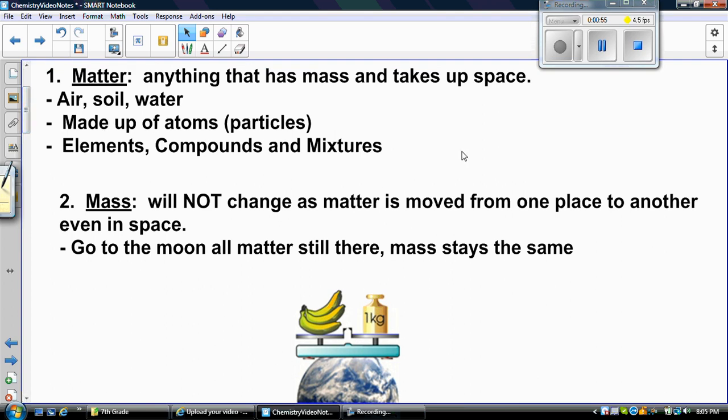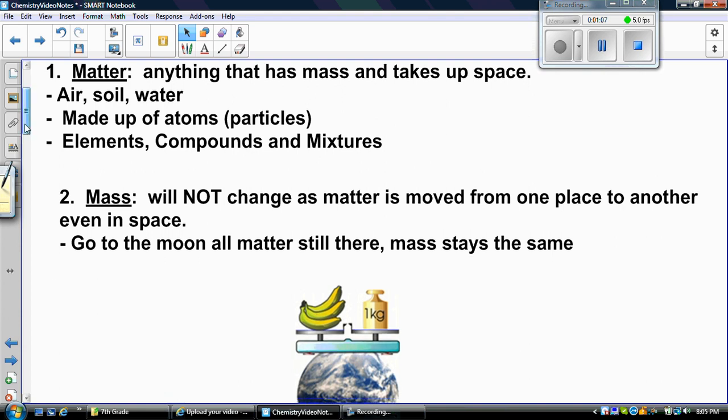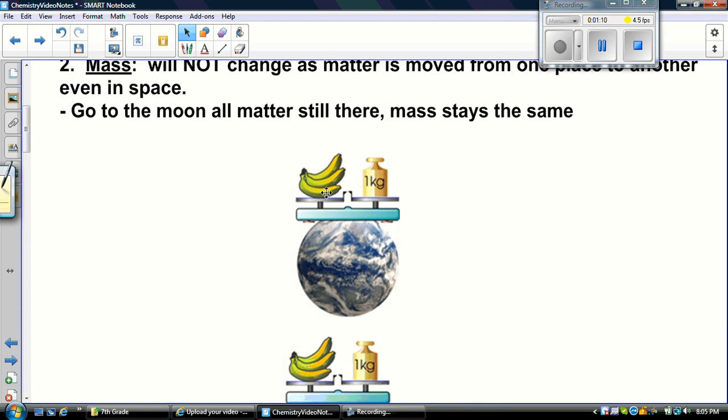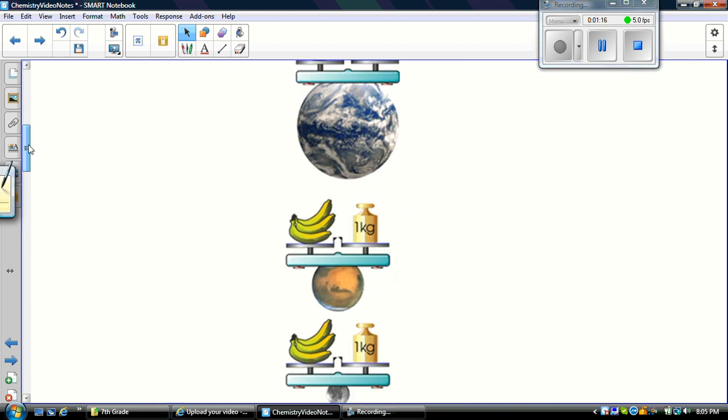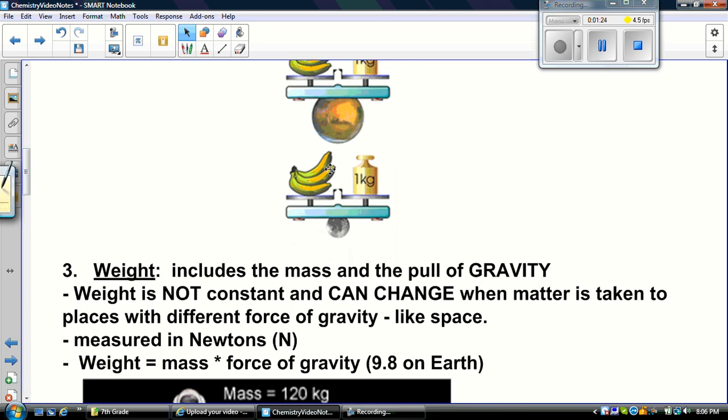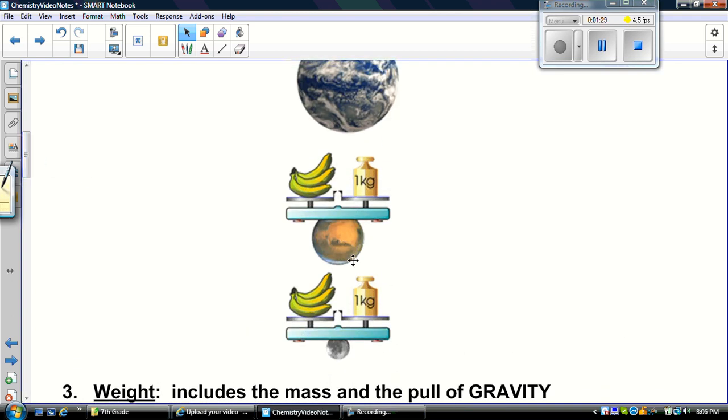Okay, so when we talk about matter having mass, mass is something that will not change as matter is moved from one place to another, even in space. So if you go to the moon, all the matter is still there, so the mass stays the same. For example, bananas that have a mass of 1 kilogram on Earth, take those same bananas to Mars, and they're going to have a mass of 1 kilogram. Take them to our moon, still going to have the same mass, 1 kilogram. So no matter where you take matter, the mass is going to stay the same.